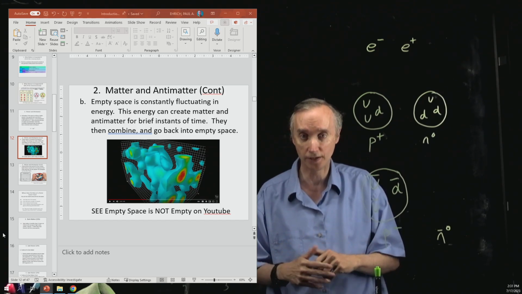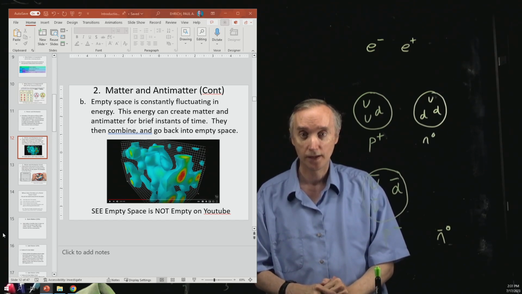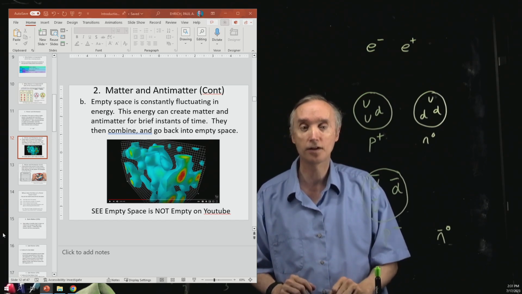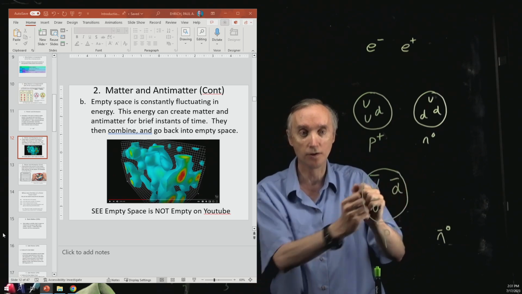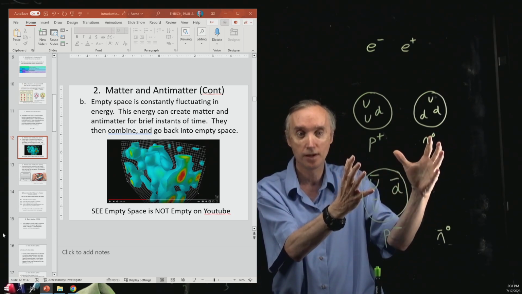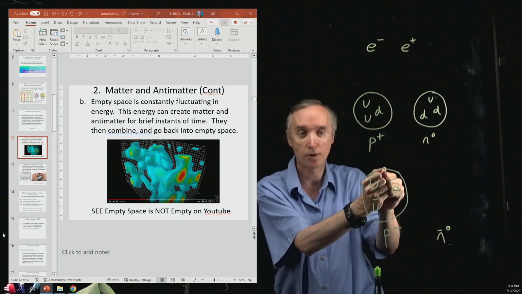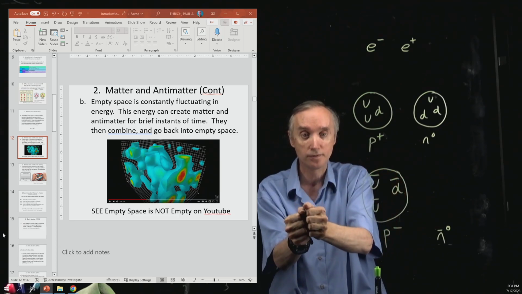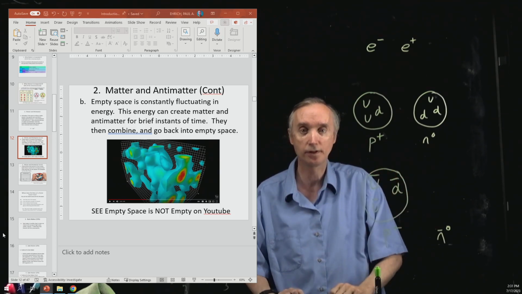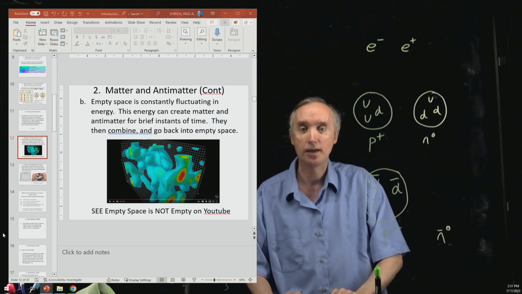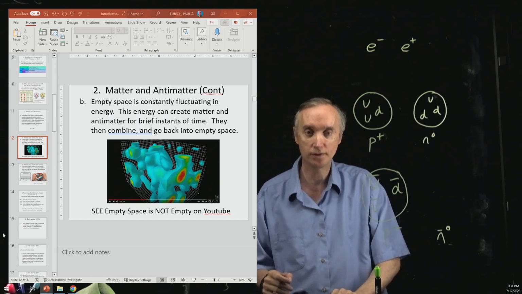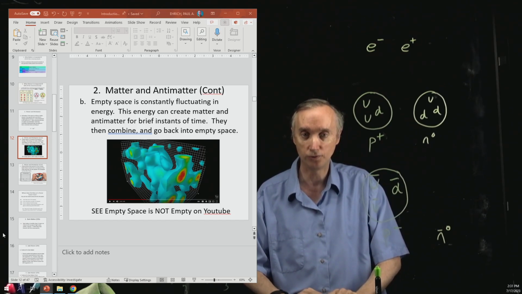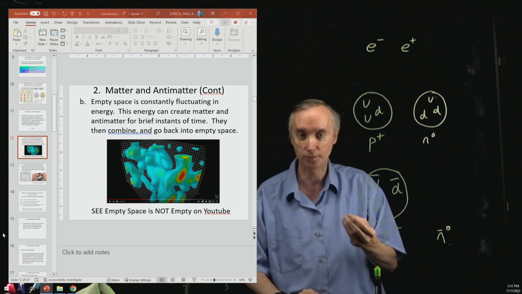So this is also called the energy vacuum. And it is constantly fluctuating, meaning that in one spot, all of a sudden these particles appear and then they disappear, but the particles reappear and disappear somewhere else. So it's constantly fluctuating. And what I'd like for you to do is to watch this little video, Empty Space is Not Empty, on YouTube, to explain how these particles of matter and antimatter are appearing and then disappearing.